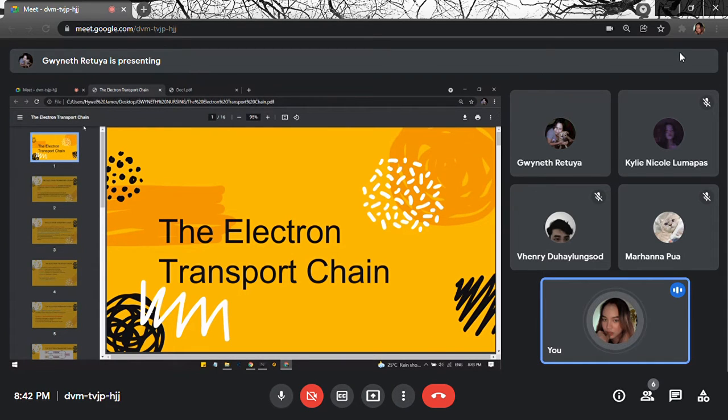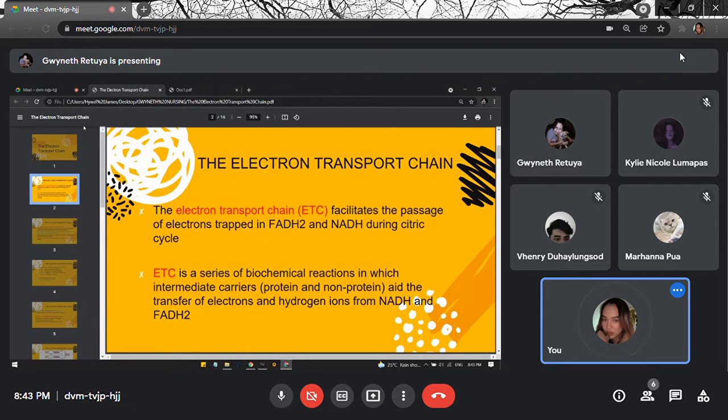Good day, everyone. Our topic for today is all about the electron transport chain and oxidative phosphorylation. Next. The electron transport chain, or ETC, facilitates the passage of electrons trapped in FADH2 and NADH during the citric cycle.